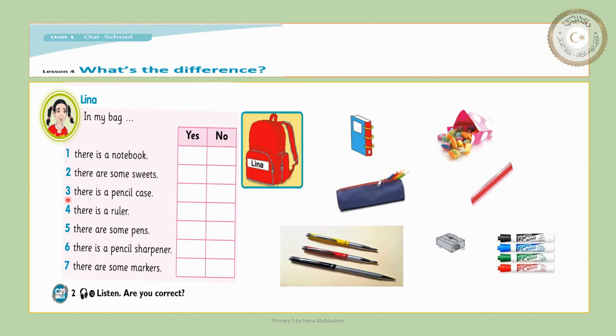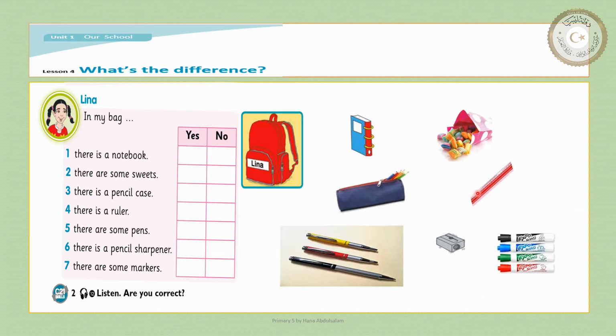Number 3. What is it in the bag? What is it in Lena's bag? A pencil case. What do you think? Yes or no? Okay. Write it in your book, please.